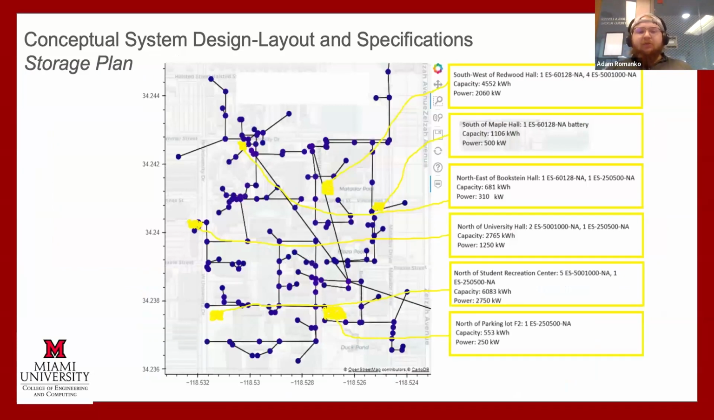Here we have a map of all of our buildings on CSUN and the connection to the overall grid. The yellow blocks on the map show the areas we're proposing for battery placement. The batteries would have buried lines to each of these locations based off of closest proximity to battery location. Based off that information, we selected the amount of batteries wanted per location, as well as their capacity and power that those batteries would bring.